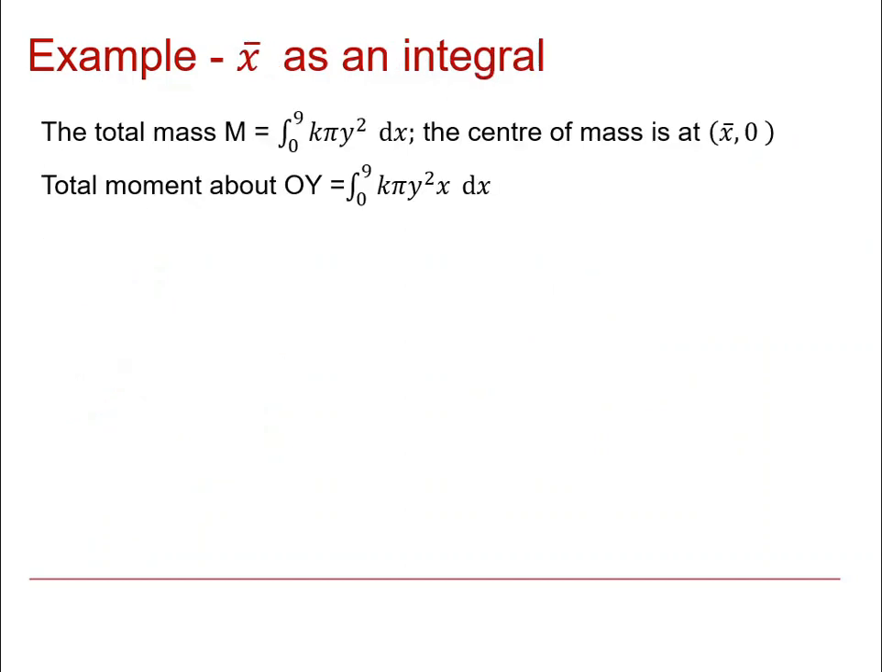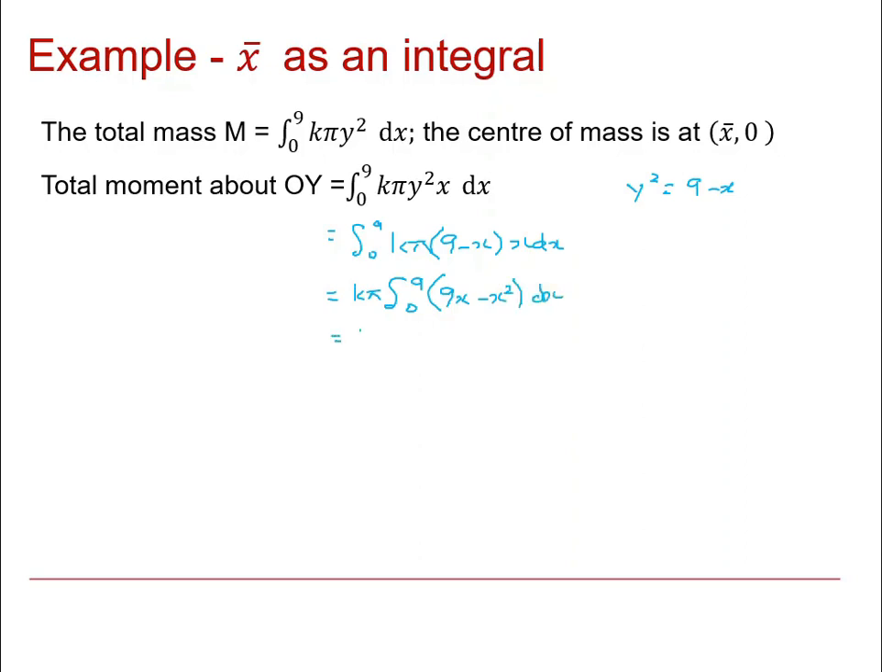So we've got the total mass, and now we've moved on to the total moment, which is the expression there, and we know that y squared is equal to 9 minus x. So if we substitute in, we have the integral from 0 to 9 again of k pi times 9 minus x times an extra x dx. Well, once again, the k pi is just a factor, so it's the integral from 0 to 9, slightly more complicated this time because it's 9x minus x squared.